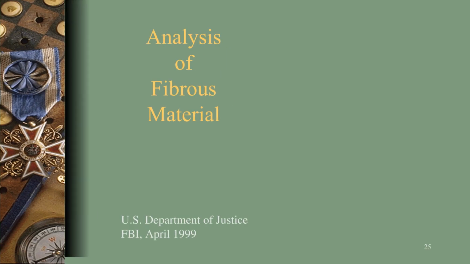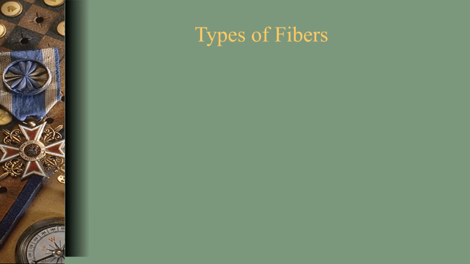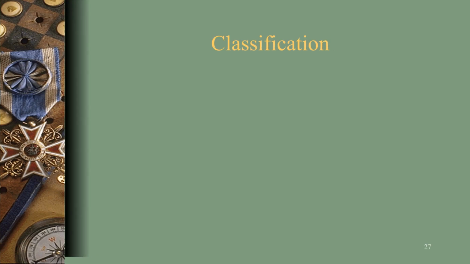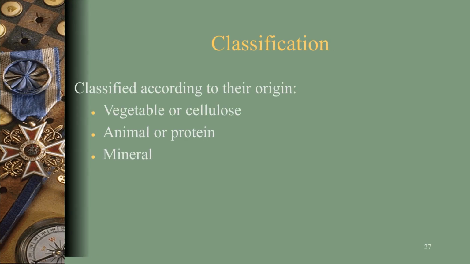This section provides an overview of the analysis of fibrous material based on resources from the FBI. Fibers are broadly categorized into synthetic and natural groups. Synthetic examples include polyester and nylon, while natural fibers range from silk and cotton to wool and cashmere. Fibers are primarily classified according to their origin: vegetable or cellulose, animal or protein, and mineral sources.